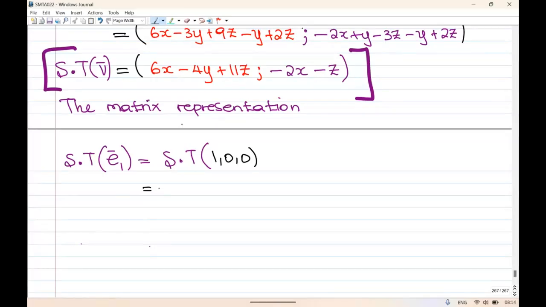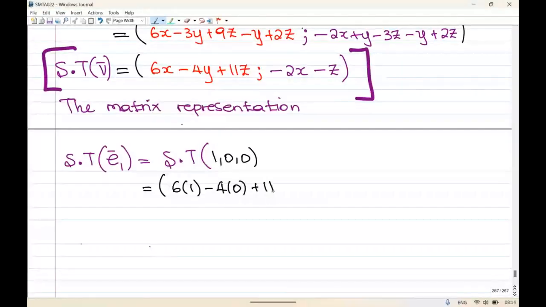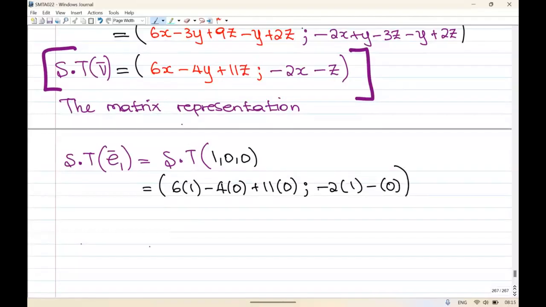What is going to be our answer here, colleagues? 6x minus 4y plus 11z and minus 2x minus z. Replace the value of x is 1, the value of y is 0, the value of z is 0. So what are you going to have there? Or should I write everything? 6 into 1 minus 4 into 0 plus 11 into 0. The first element. The second one is minus 2 into 1 and then minus into this 0. Then we close this. Do you all agree?